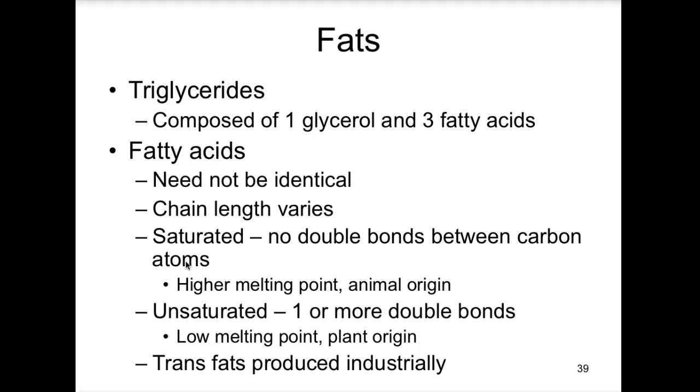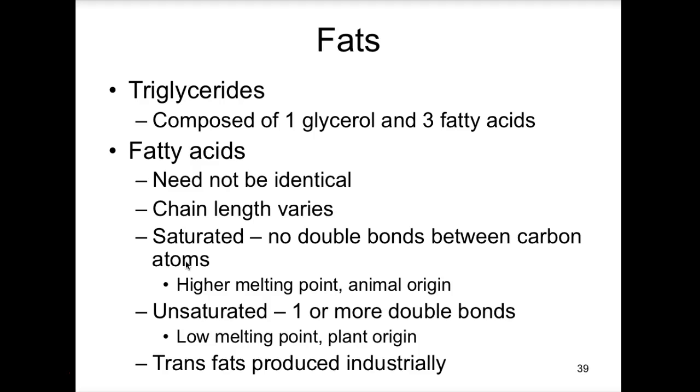The most common are even-numbered chains that include 14 to 20 carbons, and a lot of triglycerides have many carbon-to-hydrogen bonds, as fats serve in the form of long-term energy storage. So fatty acids themselves need not be identical. Chain length does vary. You could have those that are saturated versus those that are unsaturated. That refers to carbon-carbon double bonds.